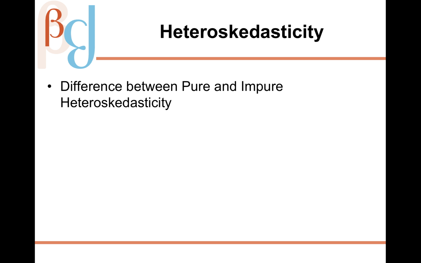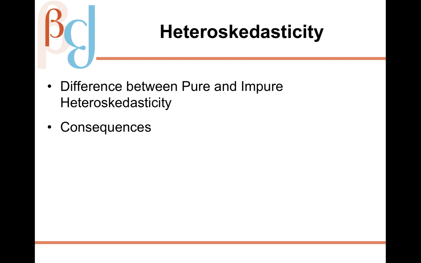Impure heteroskedasticity is similar to impure serial correlation. This might be just a problem of coming up with the wrong specification for the model. In other words, it would be an easier fix if we can determine that what we're missing is simply a quadratic term in our regression.